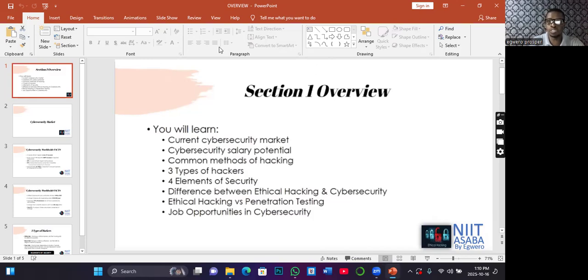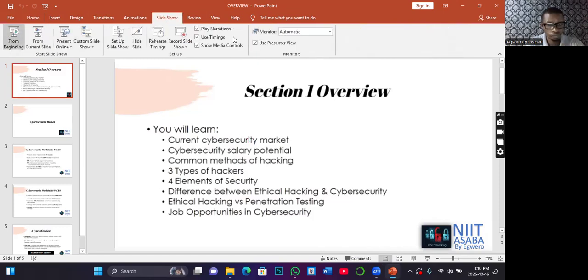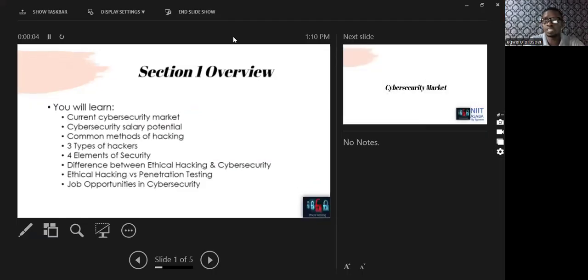So what I'm going to do is to view it in our full screen view so that we can all see it very well. I want you to pay attention while you are taking your notes. It's not necessary that you take all the notes, but you should be able to pin down some important information within each slide to enable us move faster. So what are we expected to learn in this section 1, which is about overview? It's like giving a close-up view of what ethical hacking and even cybersecurity is all about.